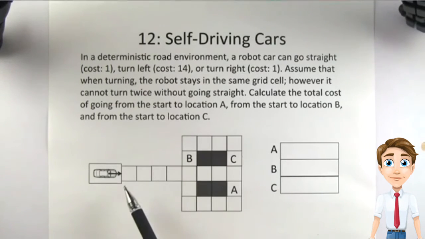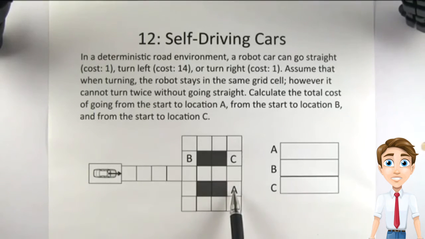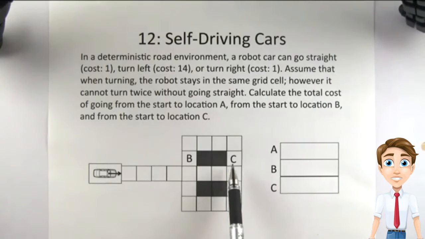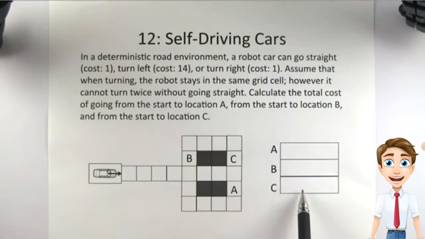I would like to know what is the minimum total cost of going from the start location over here to location A. I realize there's many ways to get there. I'd like to know the minimum. So what's the minimum cost to get to A? Irrespective of what orientation you assume at A, I don't really care. The same from the start location to B and from the start location to C. Please enter your best guesses on the right side.